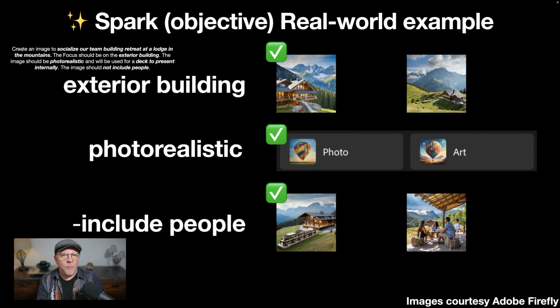And I realized part of creating this spark objective is to make sure that we define the object that is in focus. And by adding that, you can see now that the lodge is in focus. The exterior of the building is in focus. Also, we decided that we want this to be photorealistic, so I made sure that I selected that. And the negative prompt is to not include people. So as you can see on the right-hand side, the people are in there. But once I added the negative prompt of no people, I have a different image altogether.